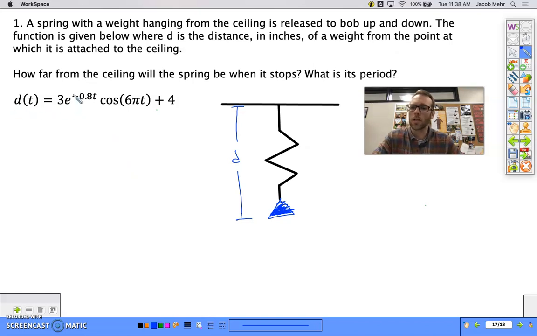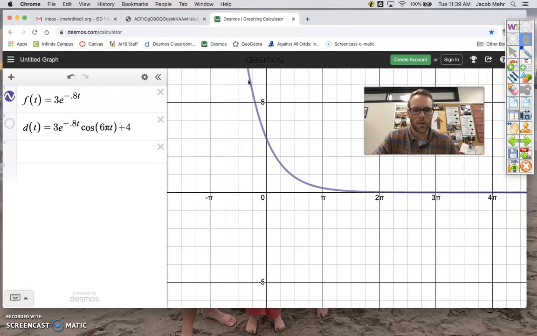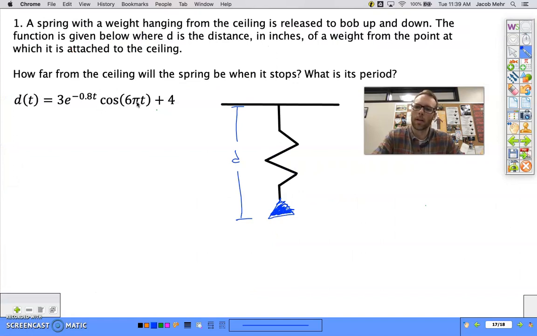D of t equals 3e to the negative 0.8t cosine of 6 pi t plus 4. So let's look at that first part of that function, 3e to the negative 0.8t. Okay. That is exponential decay, and it looks like this. So this is what's going to be happening to the amplitude. And if I were to copy this and then make it negative, we're going to bound the motion of our weight on our spring between those two curves. So then what's going to happen when we multiply that by the cosine of 6 pi t plus 4?